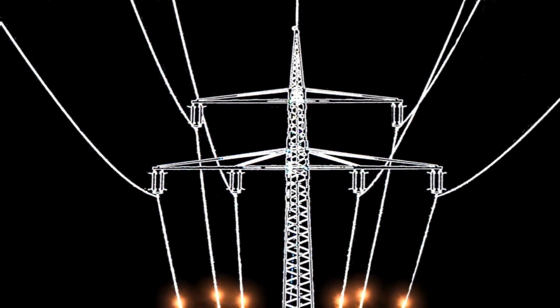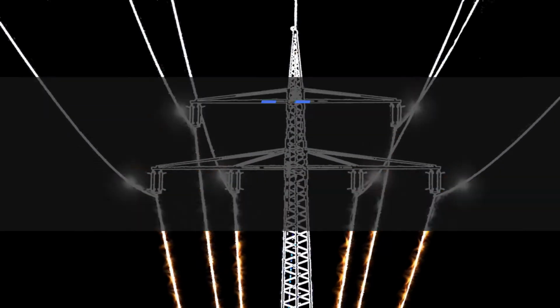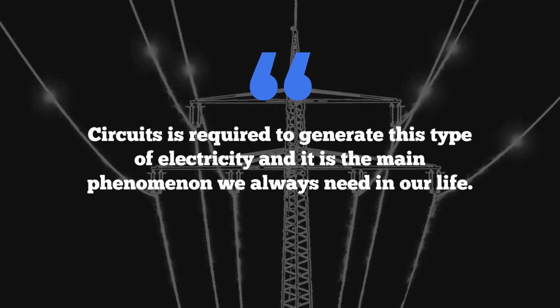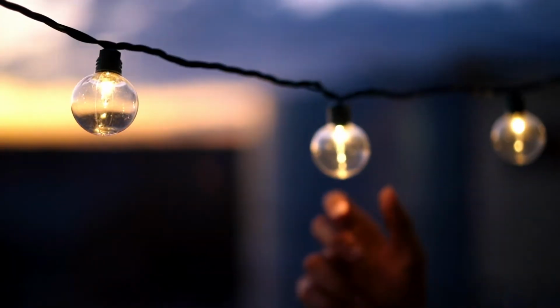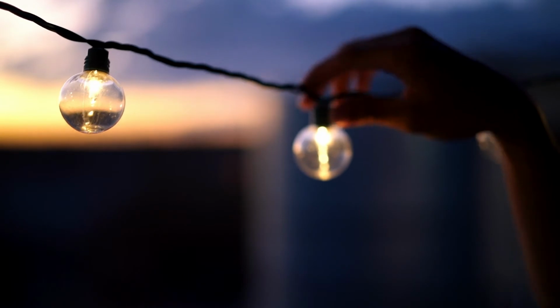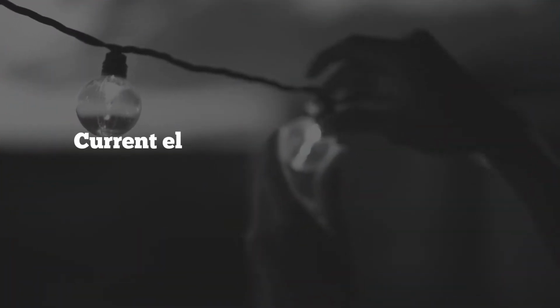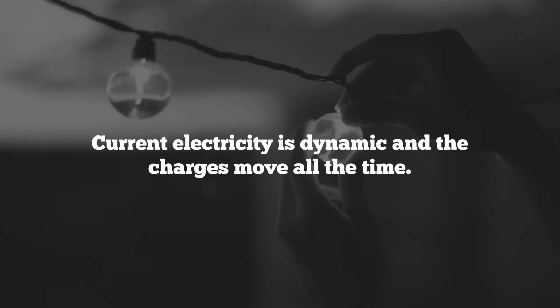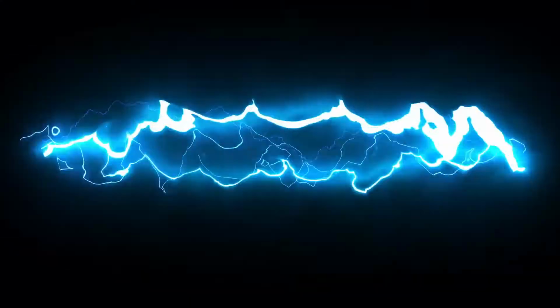Current electricity is all about the flow of electricity through some specific systems. You will need circuits to generate this type of electricity, and it is the main phenomenon we always need in our lives. When different charges can flow constantly, current electricity is generated. This type of electricity is dynamic, and the charges move all the time. This is the main type of electricity, which is our concern here to explain this principle.